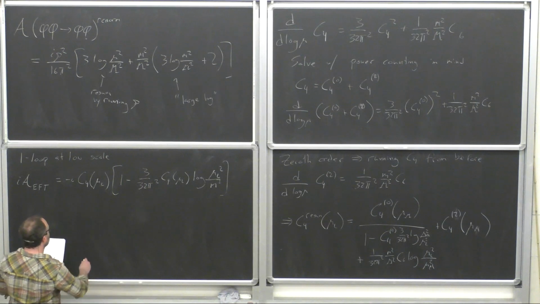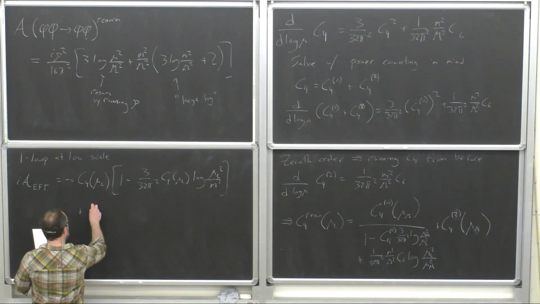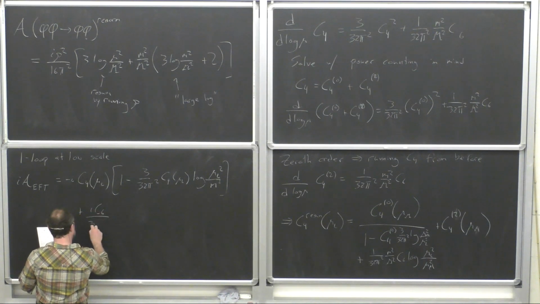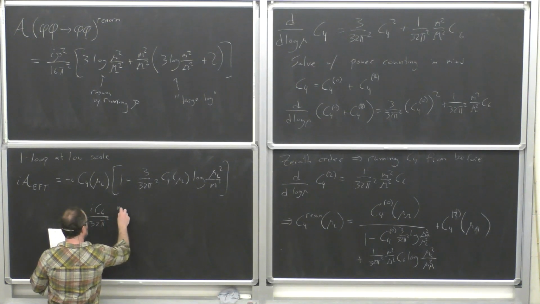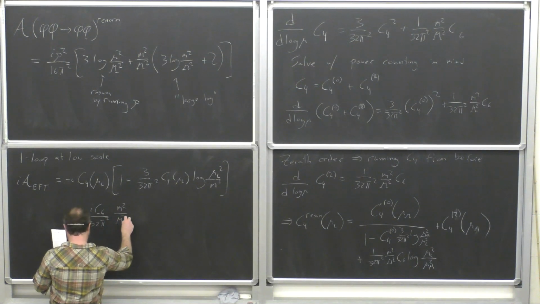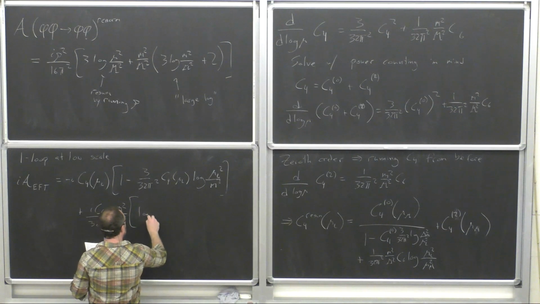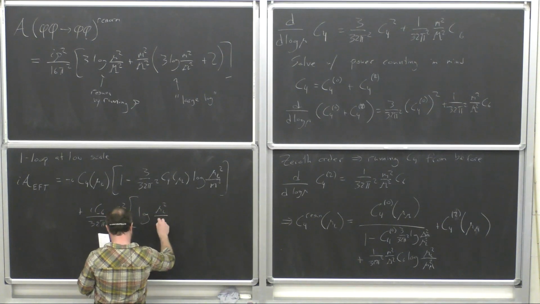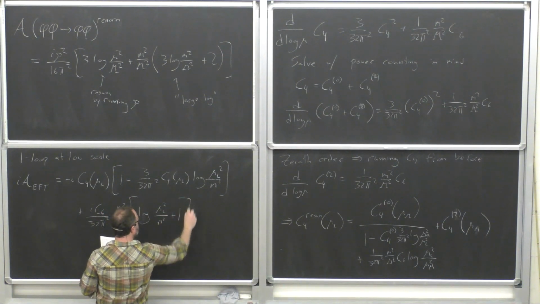And we also get i C6 over 32 pi squared, little m squared over big M squared, log mu low squared over m squared plus 1.